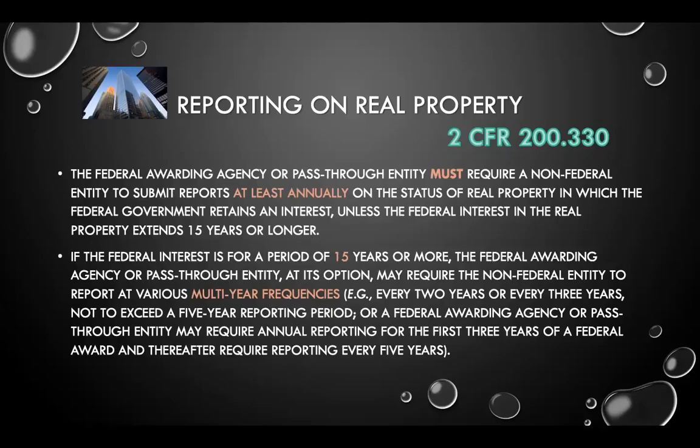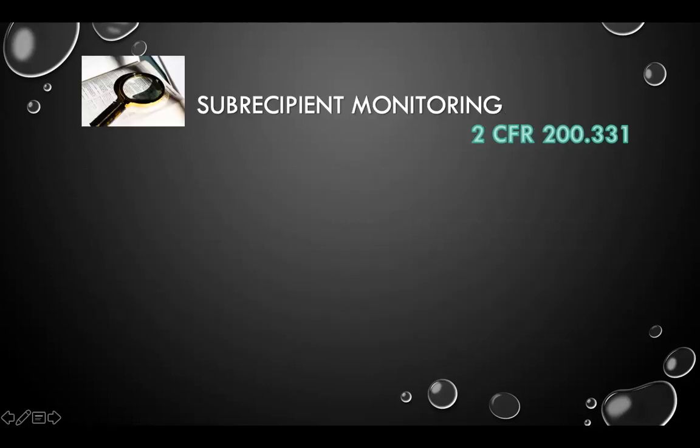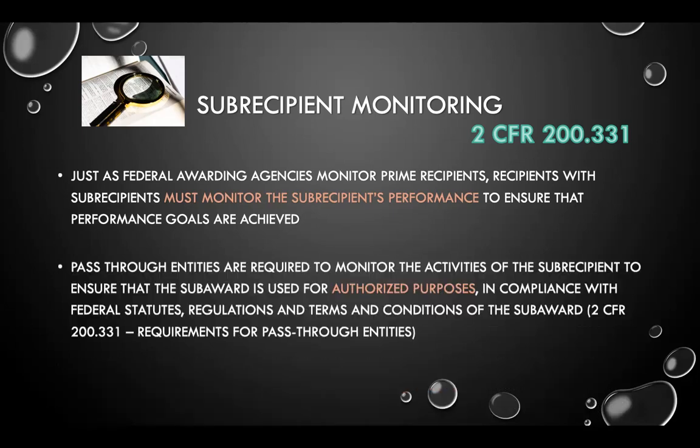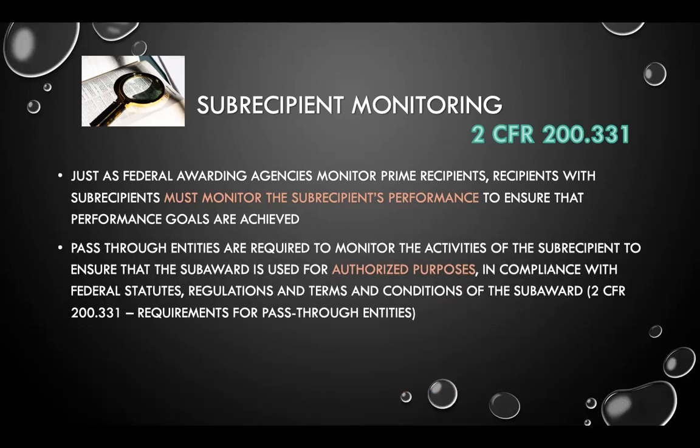Now let's discuss subrecipient monitoring. 2 CFR 200.331: Just as federal awarding agencies monitor prime recipients, recipients with subrecipients must monitor the subrecipient's performance to ensure that performance goals are achieved. Pass-through entities are required to monitor the activities of the subrecipient to ensure that the subaward is used for authorized purposes, in compliance with federal statutes, regulations, and terms and conditions of the subaward.